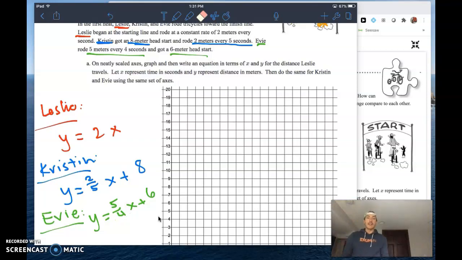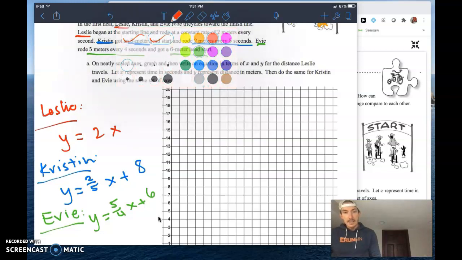And in part A, it says, hey, on our neatly scaled axis, graph and write the equation in terms of x and y. Leslie travels. So I'm going to go ahead and go back to red here. And Leslie started at 0.